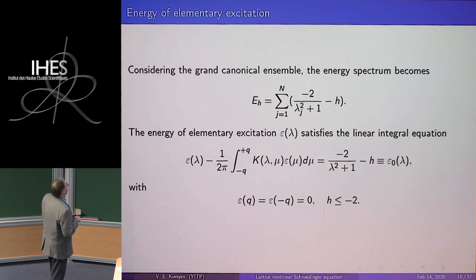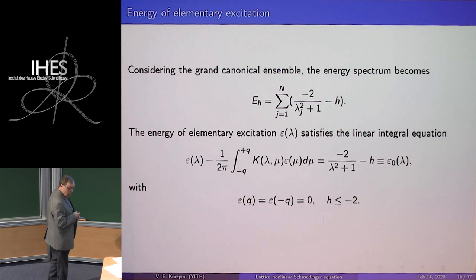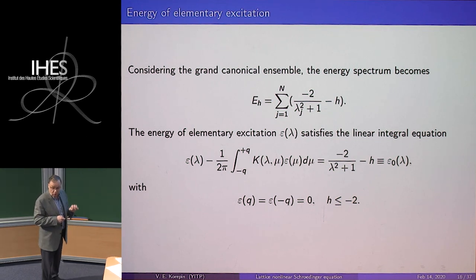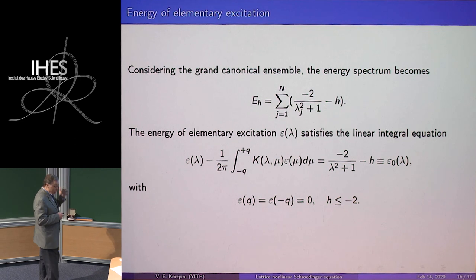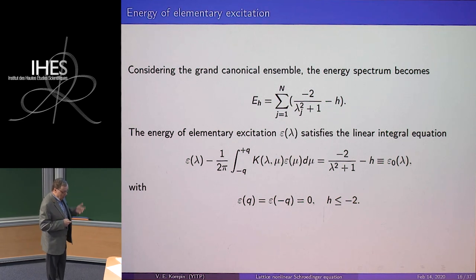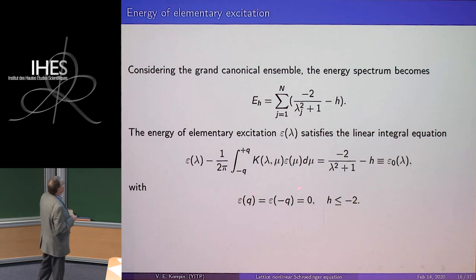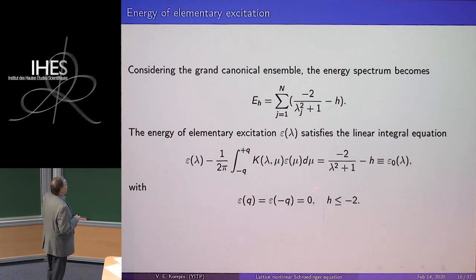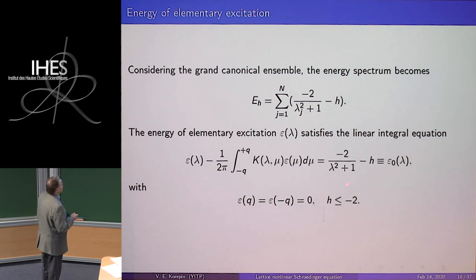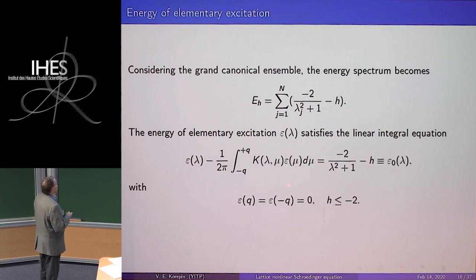Okay, so in the thermodynamic limit, there is no bound state, right? Because all lambdas are real, no bound state. And any energy level can be interpreted as a scattering state of several elementary excitations. So an elementary excitation can be described, well, it has some energy and momentum. So the energy of an elementary excitation is the original energy, this is the chemical potential. And this is the integral equation, which we already saw.